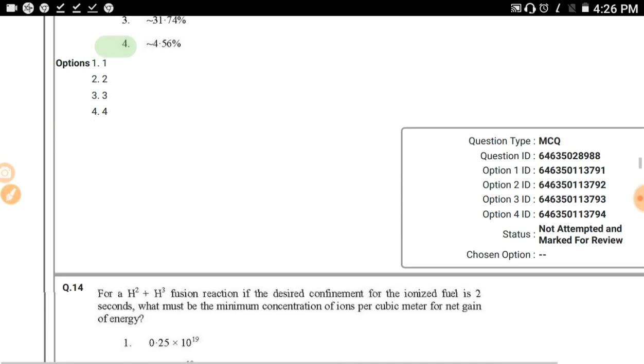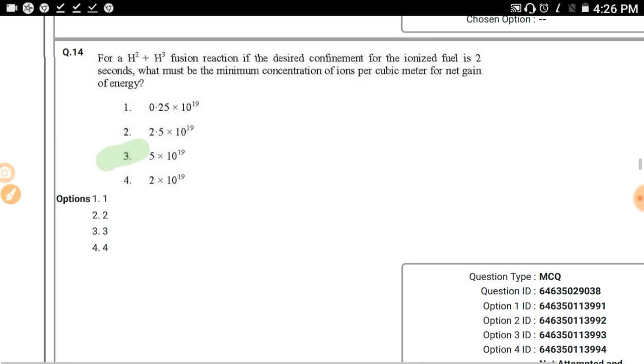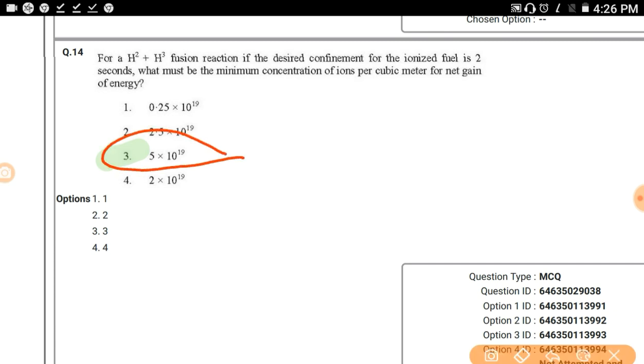Okay, next question. For a H2 plus H3 fusion reaction, if the desired confinement for the ionized fuel is 2 seconds, what must be the minimum concentration of ions per cubic meter for net gain of energy? It would be 5 into 10 to the power 19.